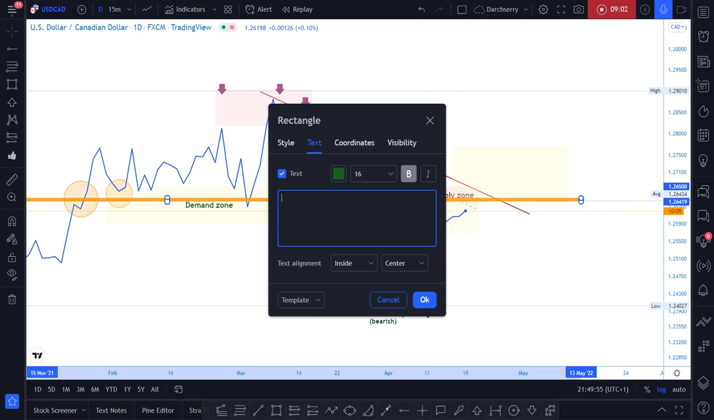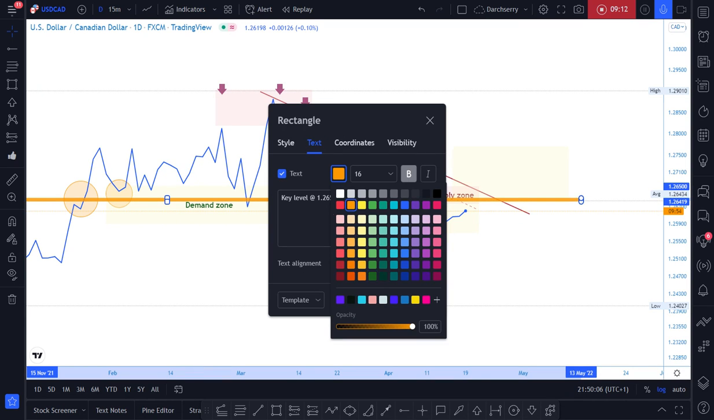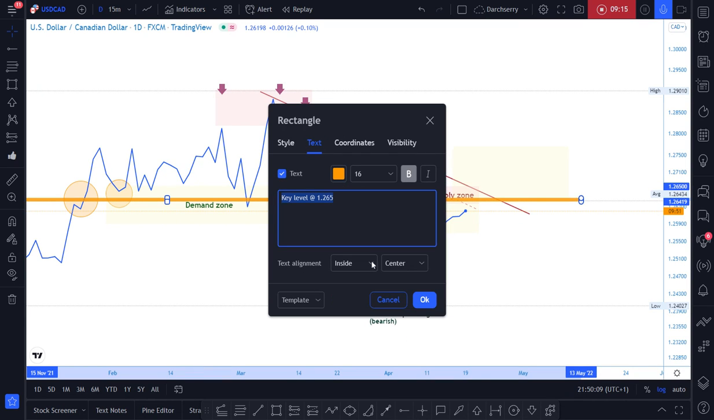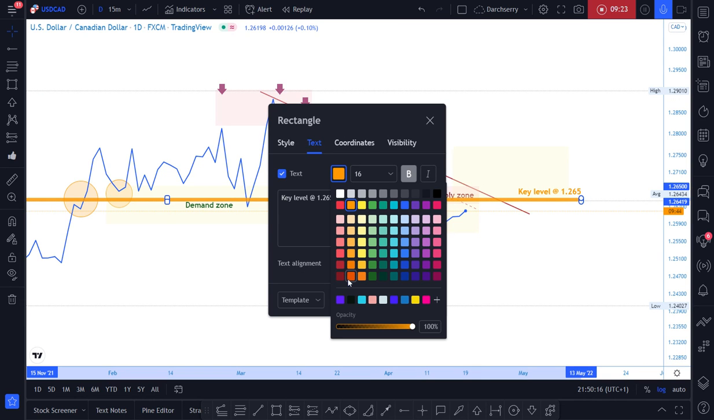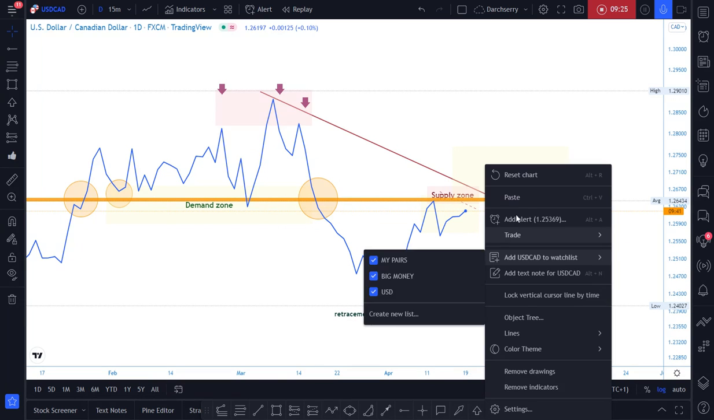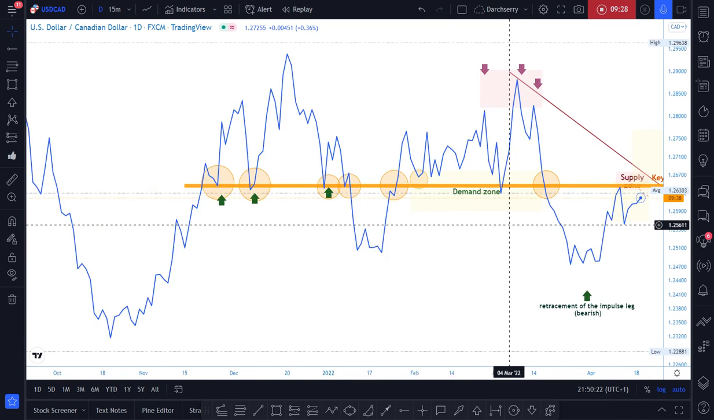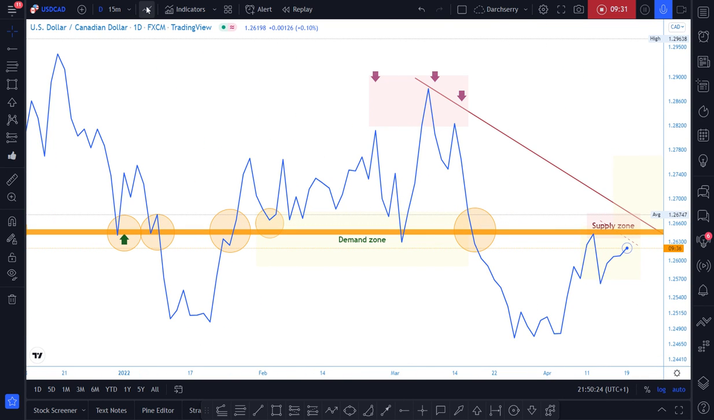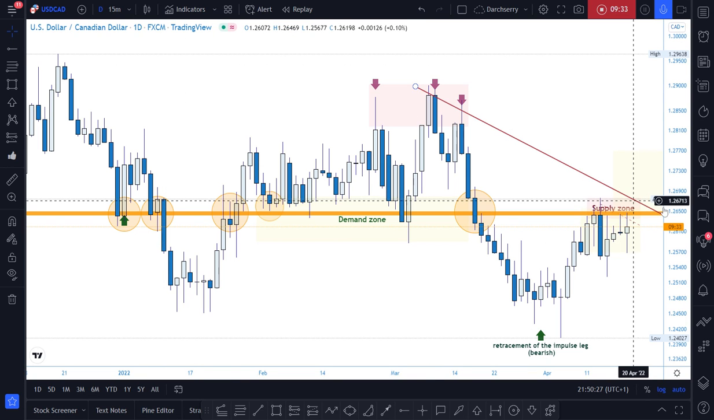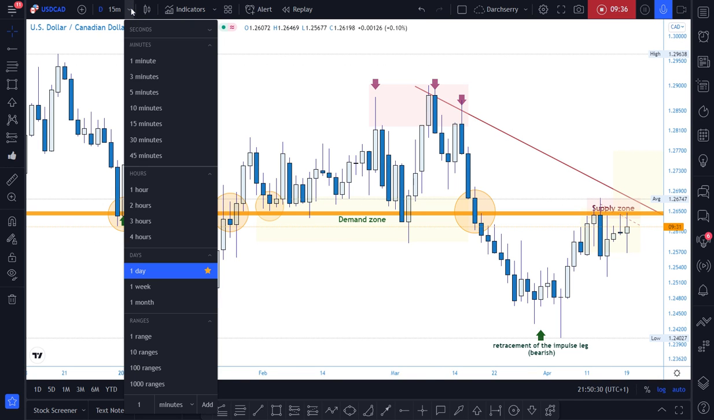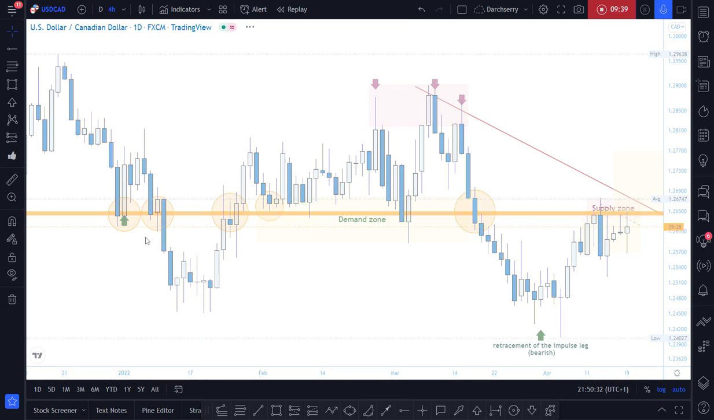And remember, our key level at the 1.265 area will always be our guide into taking trading opportunities going forward. So let me move to the right hand side and make this a little bit thicker. Now that we've identified a key level at this point in time, it's appropriate that we move to a much lower time frame to see what is actually happening in price action.